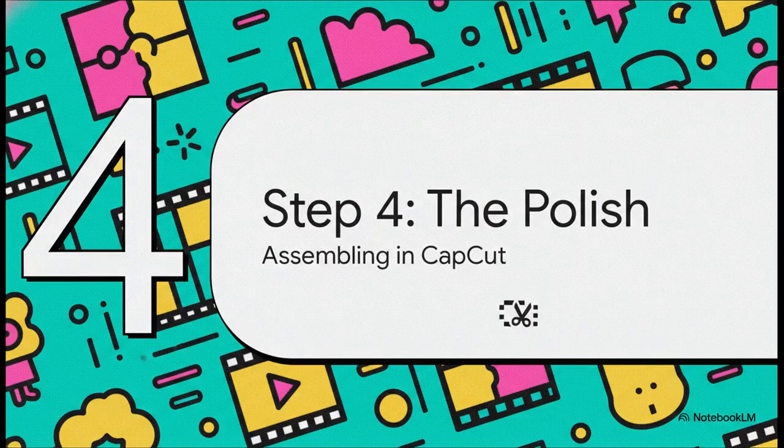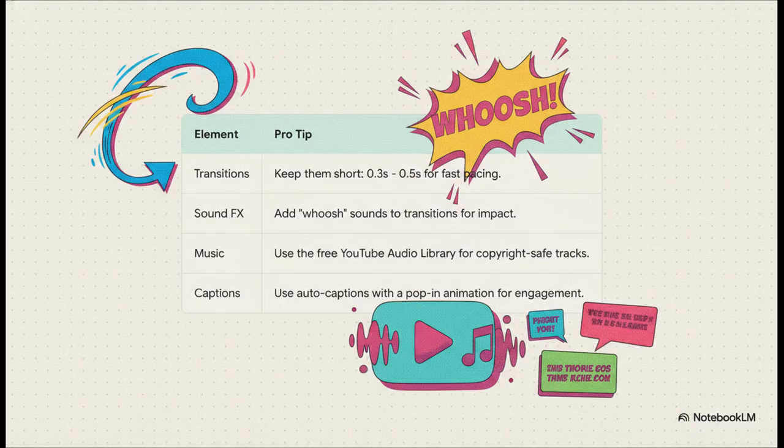Okay, let's move on to the final step. Now that we have all our animated clips, it is time to assemble them into a single, polished story using the free video editor, CapCut. This is where it all comes together. And here are a few pro tips to make your animation feel truly professional. Keep your transitions short and snappy, maybe like 0.3 to 0.5 seconds, just to maintain a fast pace. Add simple sound effects like a whoosh to give them some impact. For music, you can use the massive, copyright-safe YouTube audio library for free. And finally, use auto captions with a subtle animation to really keep your viewers engaged.